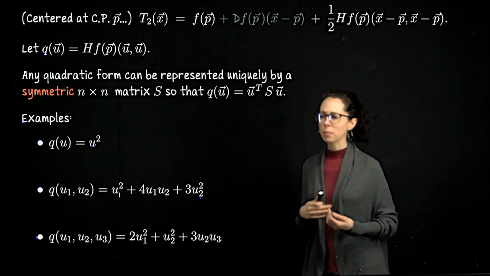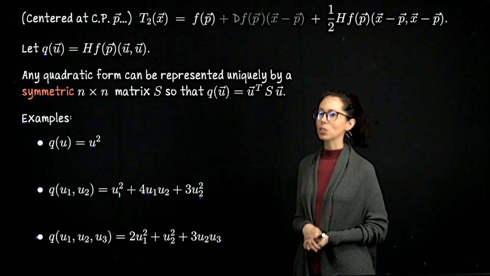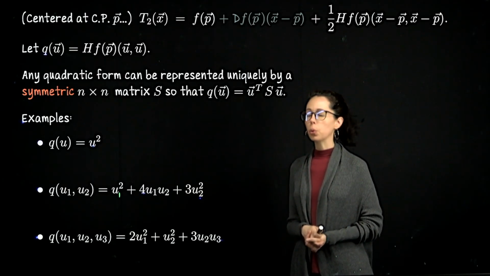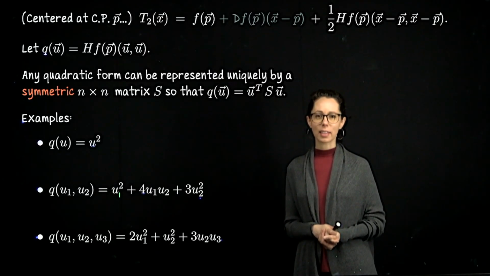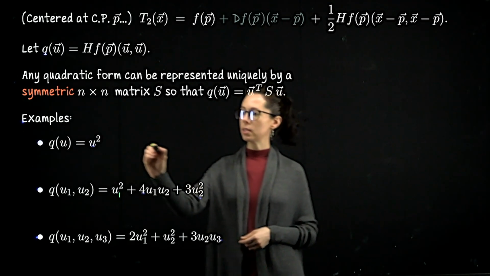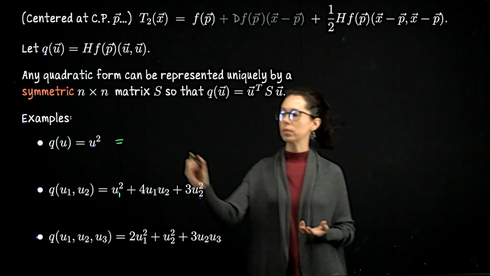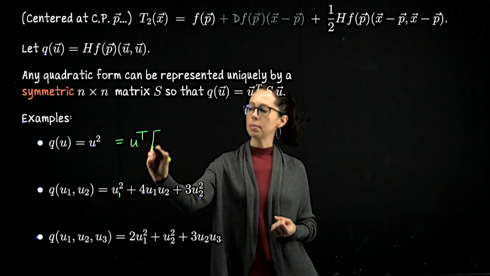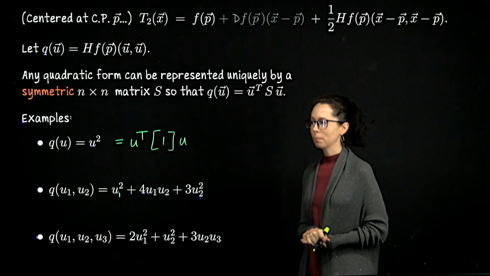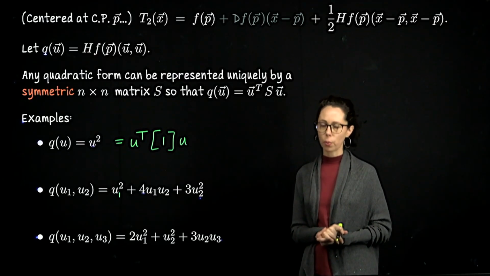Okay, so this theorem, you can prove it in coordinates, but I think if I just do these three examples, it's pretty clear why it must be true. So if you look at this first one, we have just a scalar valued function on scalars, where q of u is u squared. If I want to write this as a matrix triple product where the middle matrix is symmetric, I would say this is the scalar u, which, a scalar transposed being itself, gives u transpose times the 1 by 1 symmetric matrix, which just has a 1 in it, times u. For the second example, we have u1 squared plus 4u1 u2 plus 3u2 squared.